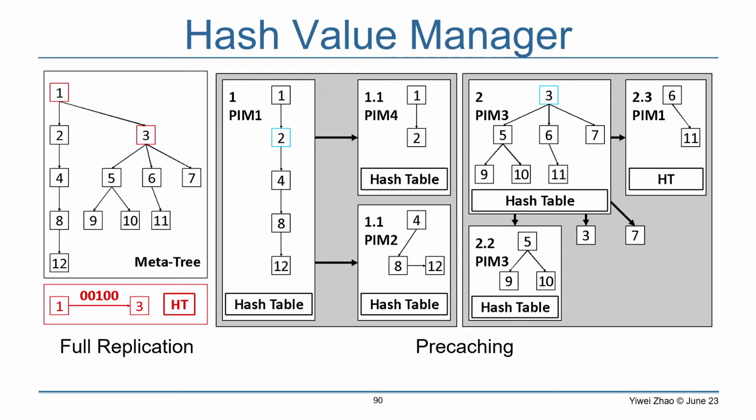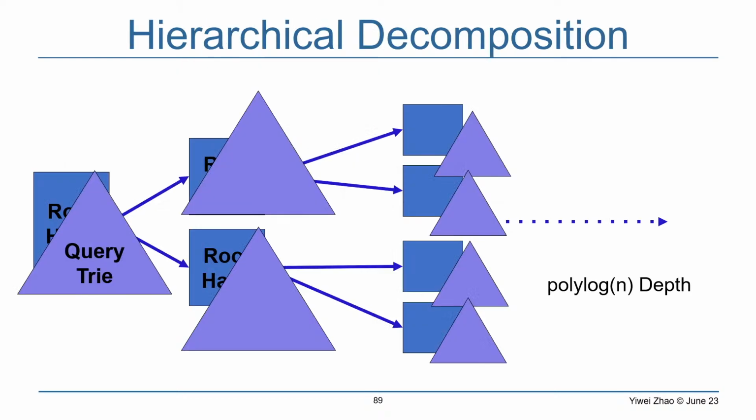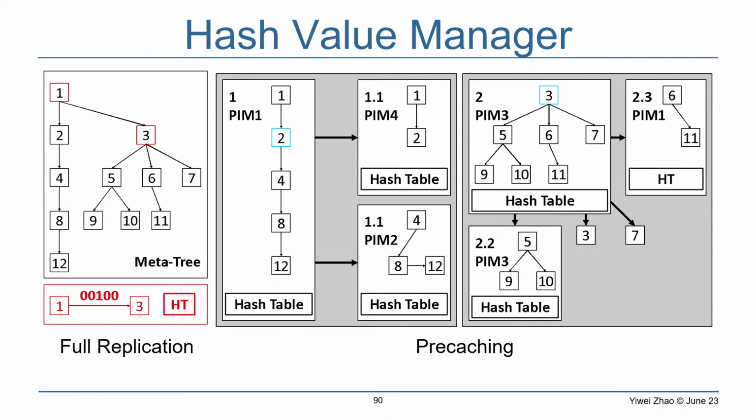It's probably not very detailed here. The idea is that for the highest level in the decomposition, we do replication, and for the lower levels, we are doing pre-caching. That is, every node is caching all information in its subtree.